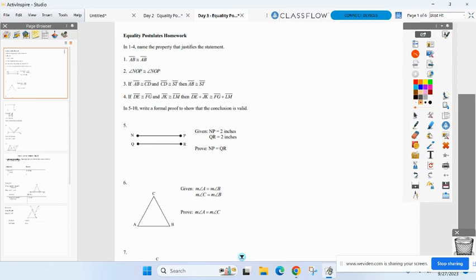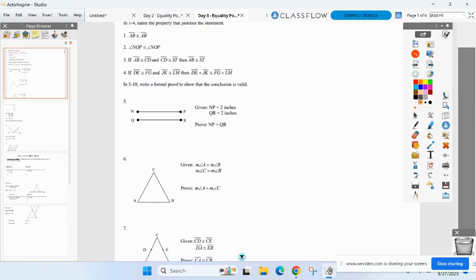Last thing, look at number 5 for me, please. Everyone look at number 5. Because I think some of you think that every proof has to have addition in it. No. Every proof does not have to have addition in it. Here's why. Look at what I've given you. NP is 2 inches. QR is 2 inches. Why would NP be equal to QR? You're not adding anything here, right? How can I go right from the given step 1 to the proof statement? What am I using to say NP equals QR?